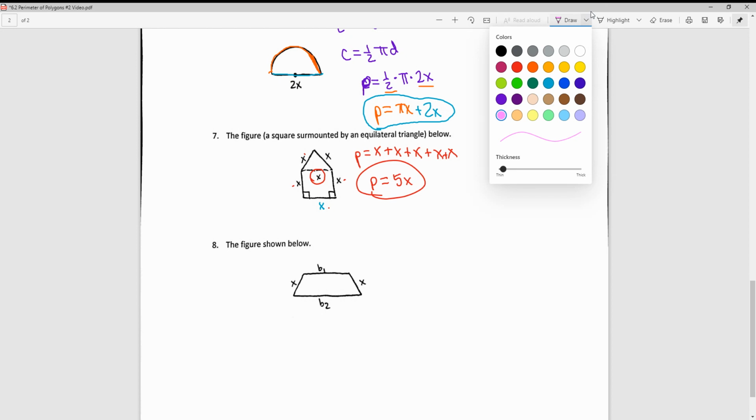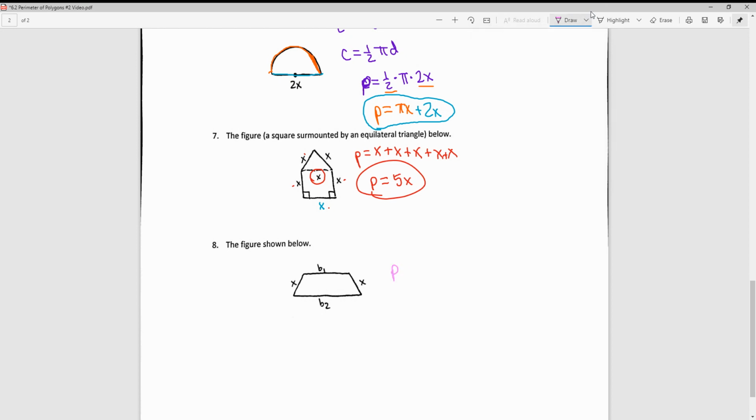Last one is a trapezoid. To find the perimeter of that trapezoid, we just add all the sides together. So I have b1, I have x, I have b2, I have another x. Once again, I can simplify that a bit by combining like terms. x plus x is 2x, and then b1 and b2 are different, so they aren't going to be able to combine. So this right here is your best simplified final answer.